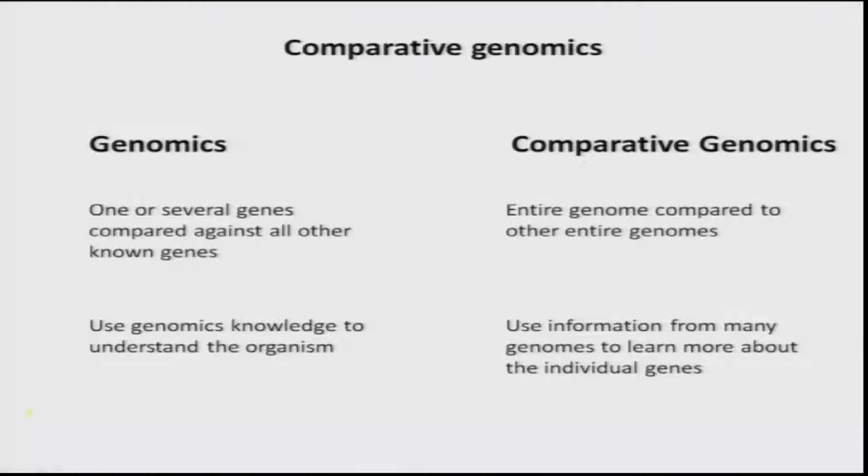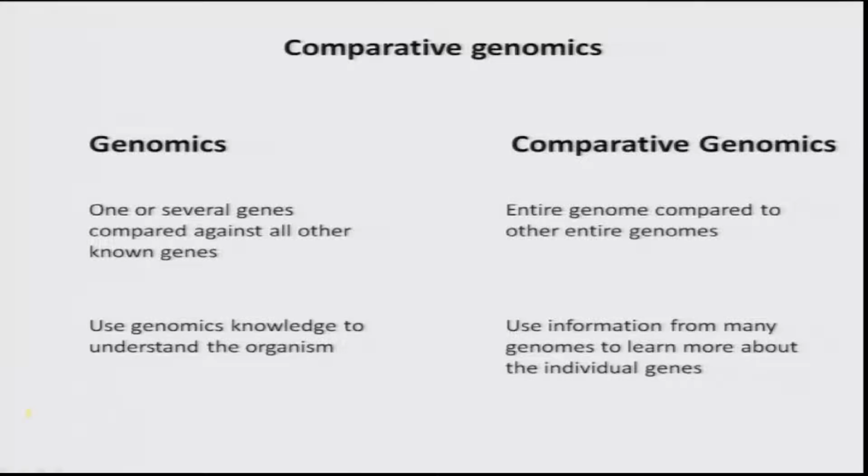Let us first look into the difference between the genomics that we have looked at, as compared to what we now call comparative genomics. In genomics, normally you look at one gene and its function at the various stages, or several genes of a given species, compared against all other known genes, to try to understand how the gene has evolved and so on. In comparative genomics, the entire genome of a given species is compared with the entire genomes of a large number of species wherever you have the genome sequence. That would give you an idea as to how the genome per se has evolved.